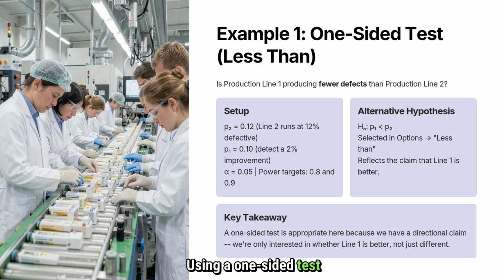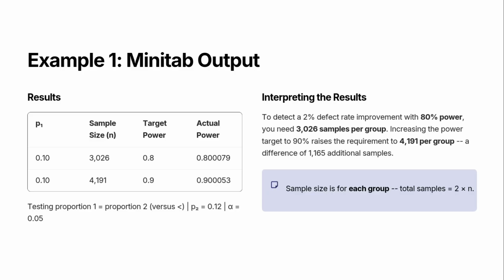Using a one-sided test with alternative hypothesis proportion 1 < proportion 2 to achieve an 80% power in detecting a 2% defect rate improvement, 3,026 samples per group are needed. For a 90% power, this increases to 4,191 samples per group, requiring 1,165 more samples. The total sample size is double the group size, as each group needs the specified number of samples.